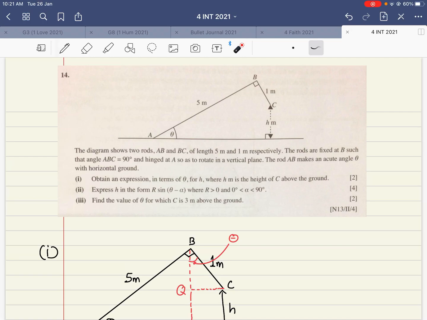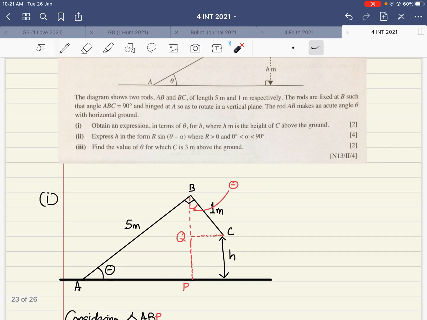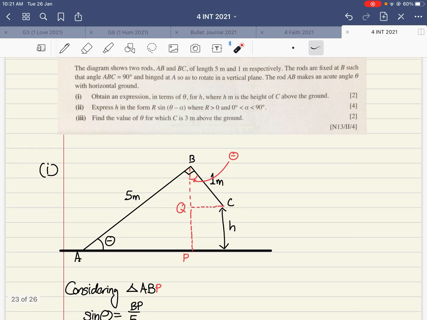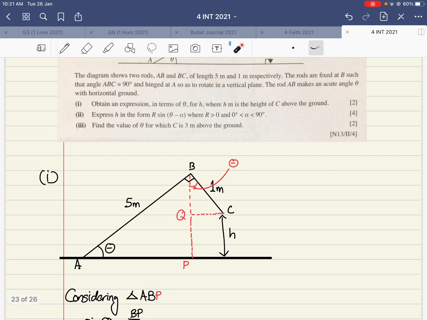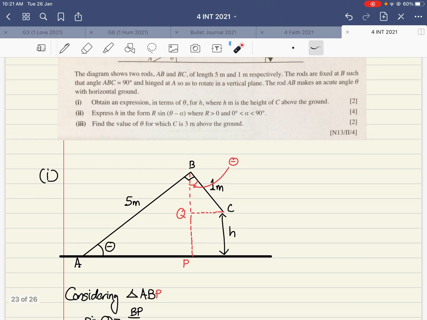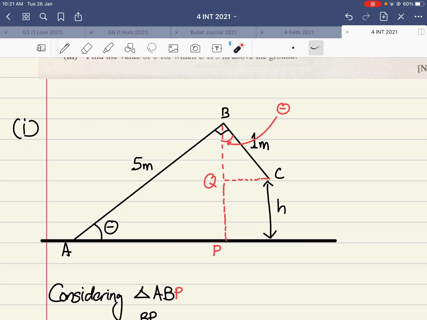Okay, this is from Unit 9, question 14 from the TYS homework. So what I've done here is this. I've actually drawn a sketch of the question for part 1 itself. For part 1, you are supposed to obtain an expression in terms of theta for h, which is the height of C above the ground. So if you notice, what we're looking for here is h.